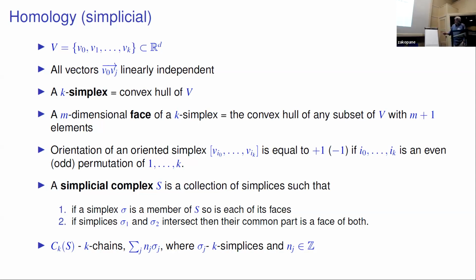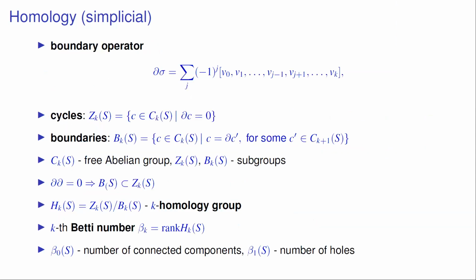The faces are also parts of the simplicial complex, so if two simplices intersect, the common face must also be part of it. Then you construct formal chains of them, so you obtain a module over the integers, or an abelian group if you prefer, and then there is the boundary operator, which has the property that the boundary of the boundary is equal to 0.